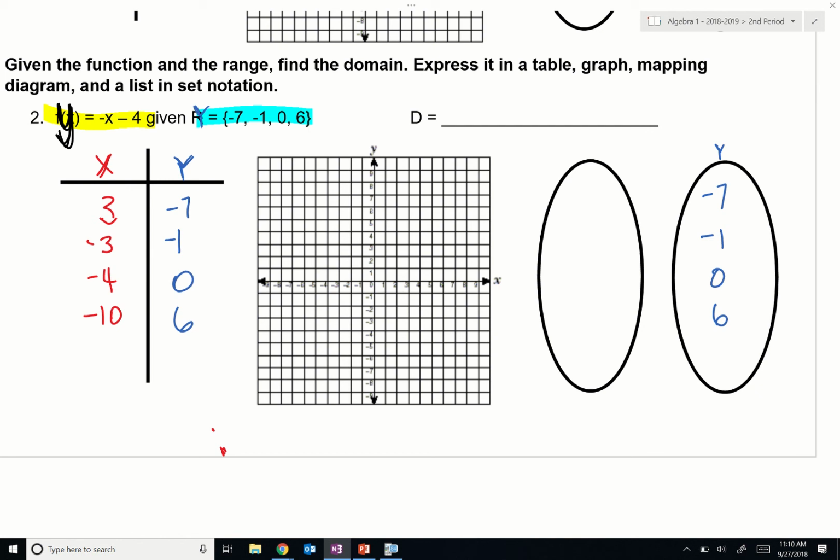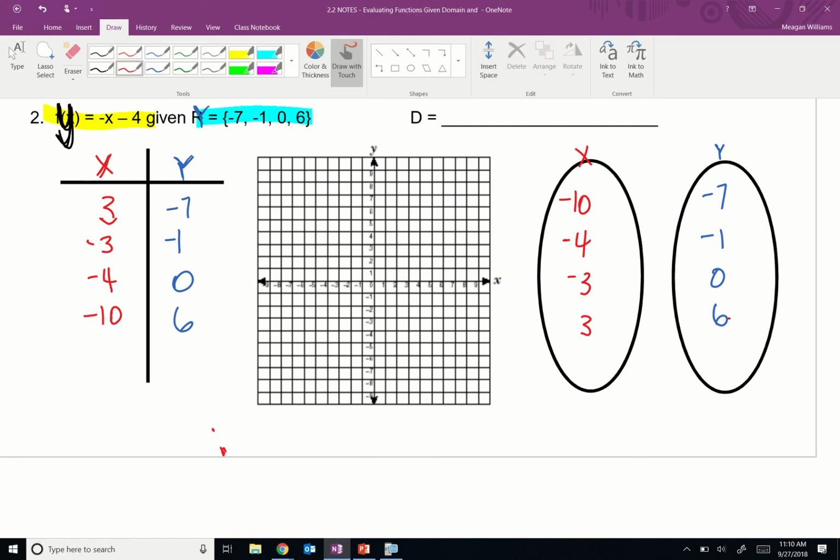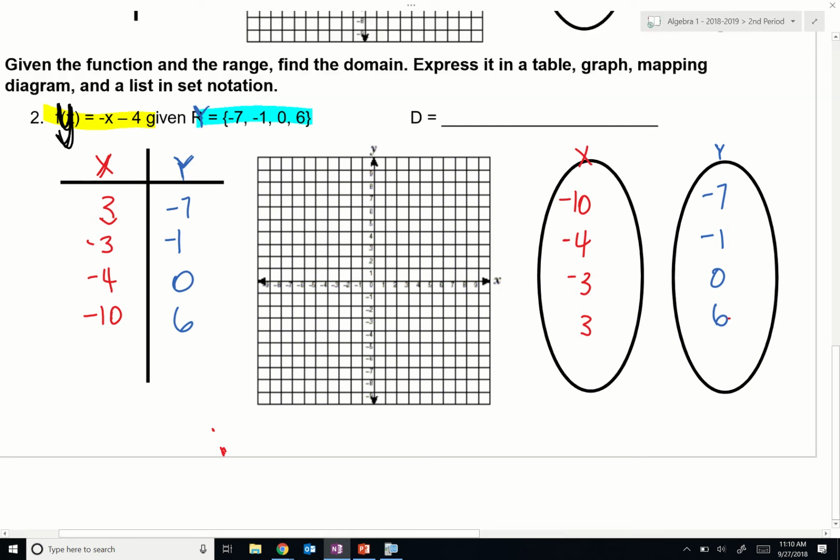Okay. So remember, when I make my mapping diagram, I have to go from what order? Least to greatest. So I'm going to go -10, then -4, then -3, and then +3. And I'm going to match up my partners. -10 was partnered with who? Good. Then -4 is partnered with? -3 is with -1. And +3 is with -7. So make sure you partner them up correctly.